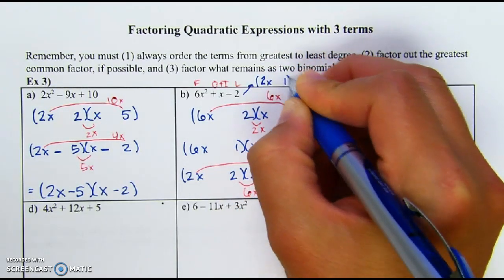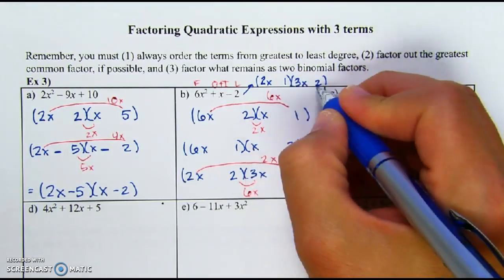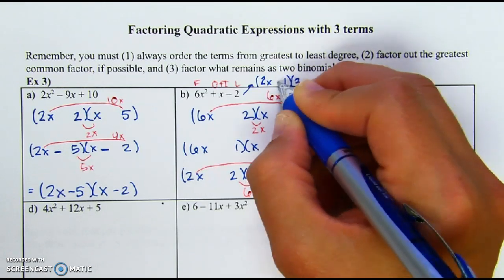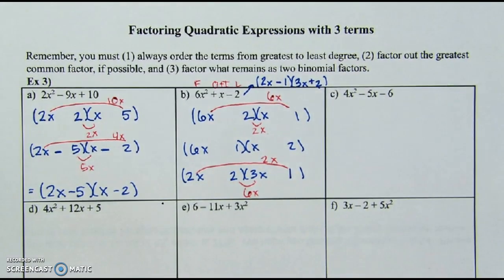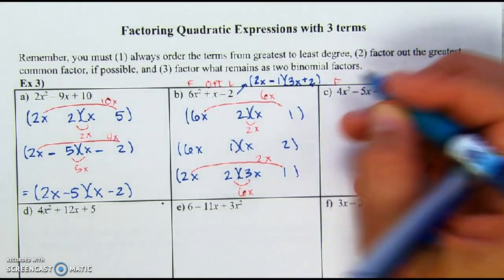2x and 1 times 3x and 2. 2 times 2 is 4. What's 4 take away 3? 4 minus 3 is 1. Okay, let's do another one. Guess what? The best way to learn this is to do lots of practice.